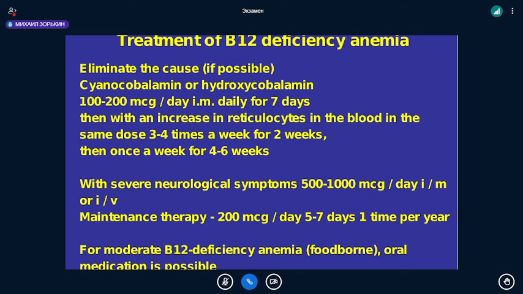So after that, we will give intramuscular injection of cyanocobalamin for 7 days. When we can see that the reticulocytes are increased, the same dose will be given for 2 weeks, then only once a week for 2 months. With severe neurological symptoms, it can be given intravenously. Maintenance therapy, please pay attention, 200 mcg per day, every week, 1 time per year. So per year during the whole life. B12 deficiency anemia must be treated without any end.